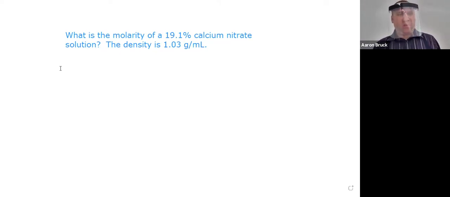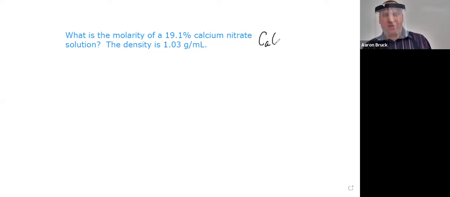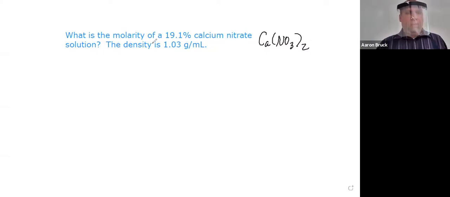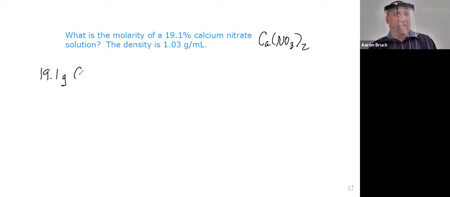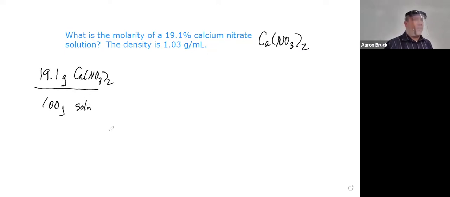So in this one, we need to start with what is calcium nitrate. Calcium nitrate, Ca(NO3)2, the nitrate taken twice. Now, what we need to remember about percent is that we have a ready-made definition for it. 19.1 grams of calcium nitrate for every 100 grams of solution. By definition, that is what percent means. Grams per 100 grams.